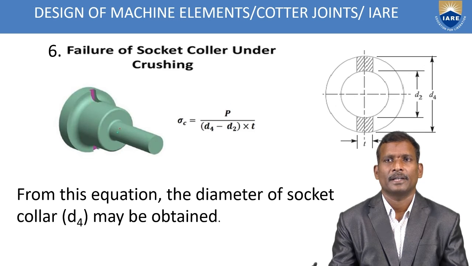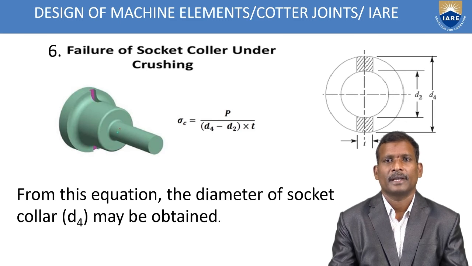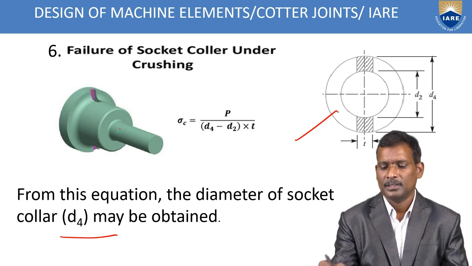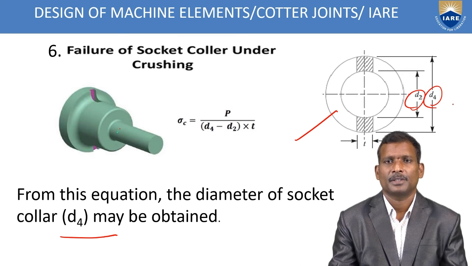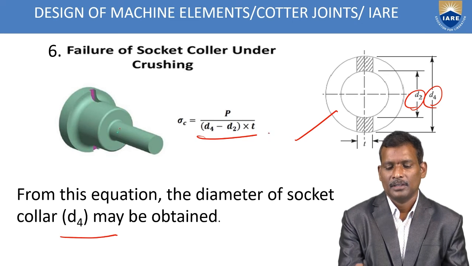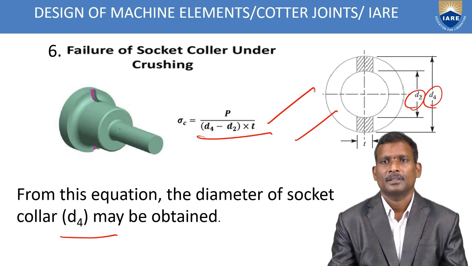Next, failure of the socket collar under crushing. The socket collar dimension is D4, the diameter of the socket collar, given in this figure along with D2. When it is subjected to crushing, what is the crushed area? D4 minus D2 multiplied by T. Substitute in this compressive stress empirical relation, and you will get D4.